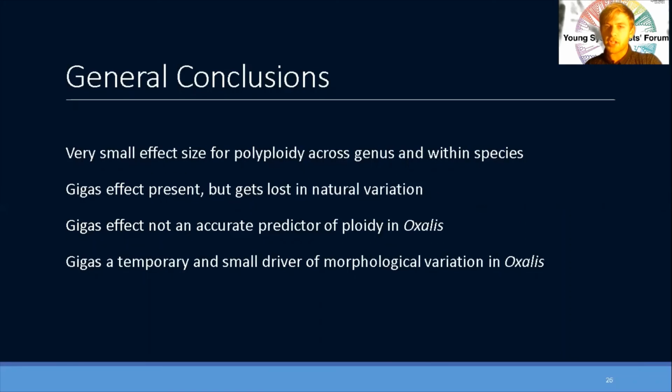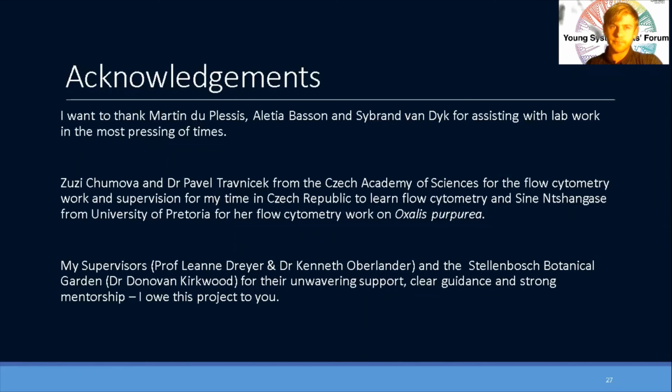Considering the George population, it is possible that the Gigas effect might be temporary. It may be very pronounced in newly formed polyploids, but gets lost due to possible post-whole genome duplication adaptation. We can therefore not use size as an accurate predictor of whether a plant is polyploid or diploid. But this brings us to the question, is Gigas playing a role in maintaining Oxalis polyploids in the Cape? This will be a good focal point for future studies.